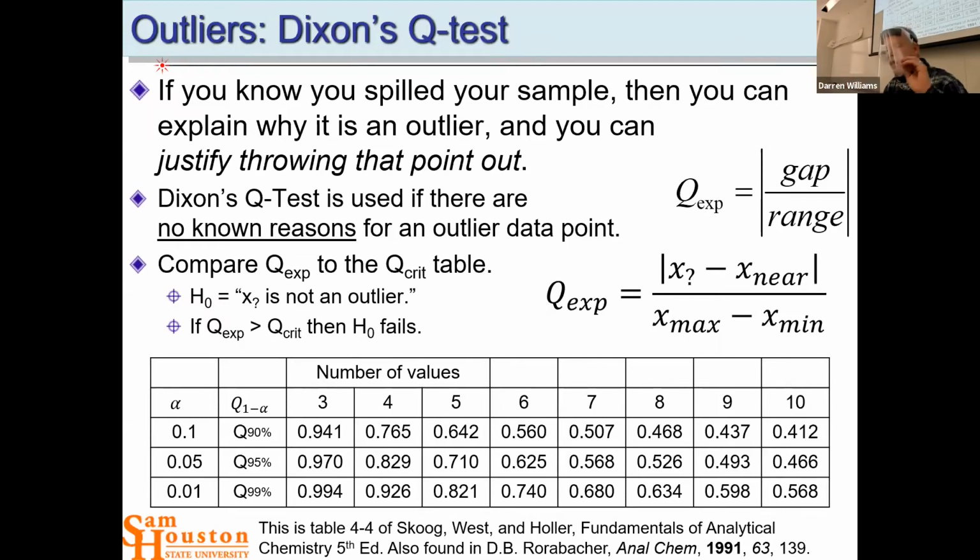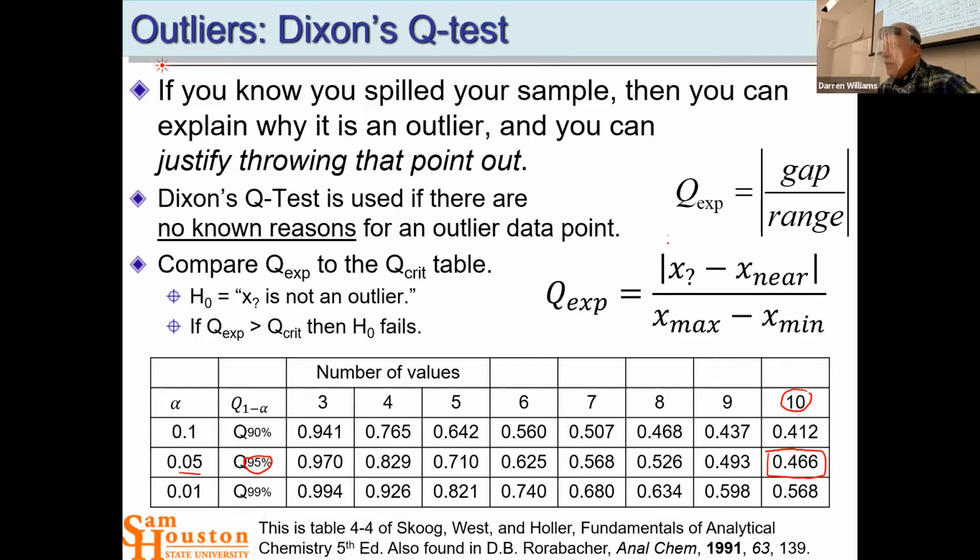So we calculate this Q experimental value and we compare it to a Q critical that comes out of this table here. So this table has our varying alphas and our levels of confidence. So we're dealing with the 95% confidence or an alpha of 0.05. And we've got, for the trainee, 10 measurements. And so this is our Q critical value. And so then we'll calculate this Q experimental.